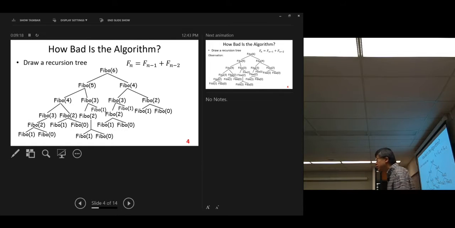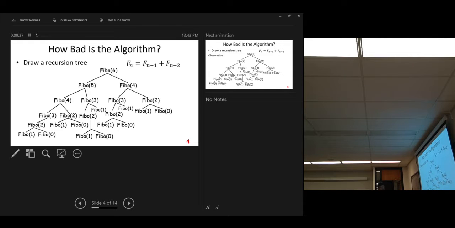Remember, the recursion inside your program, you need to use the stack. You push all these functions into the stack. Okay? So then you calculate. So you have a very deep stack. See? Very deep stack.